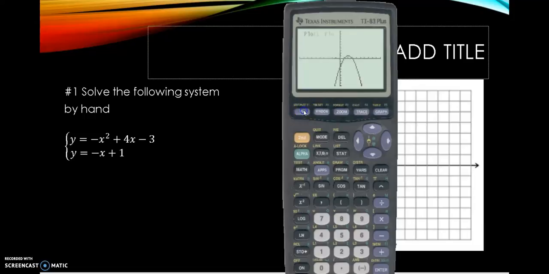Then if I go back to the y equals, I'm going to type in my second equation on the second y equals, which is negative x plus 1. And so now I'm going to graph both of those equations. Some of you with TI-84s can even do this in different colors if you wish. But what we want to do is find where they intersect.